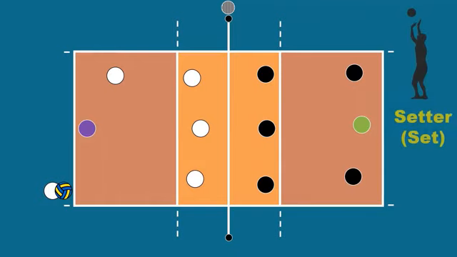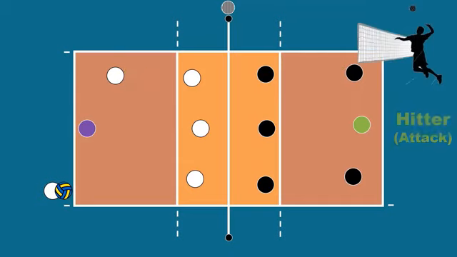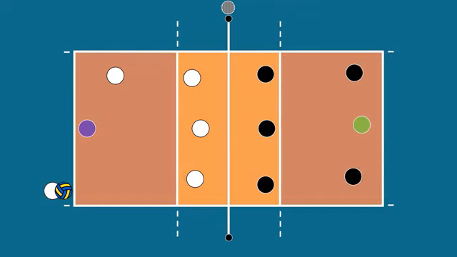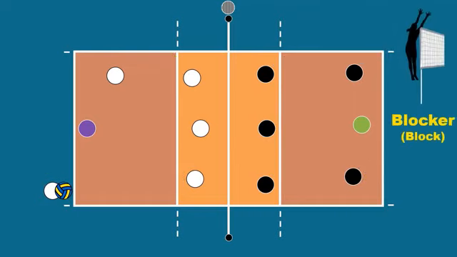Then there's a setter who sets the ball. So typically you would have 1 or sometimes maybe 2 setters. And then you have the hitters. So typically there are 3 hitters on the team. And then there's a blocker. There's 1 blocker mostly on the team. The job of the blocker would be to stand close to the net and block the shots.